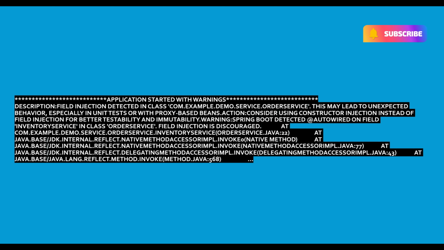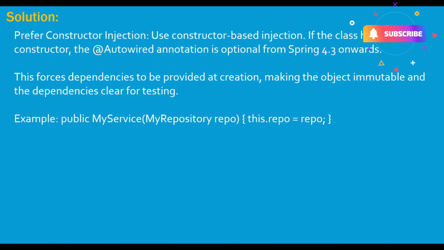Now what is the solution to it? You have to always go for constructor based injection, because if a class has only one constructor, then @Autowired is optional. But if there are multiple constructors, then you can go for that constructor based injection and use it, which is going to be very handy. From Spring 4.3 onwards, this annotation has become optional.